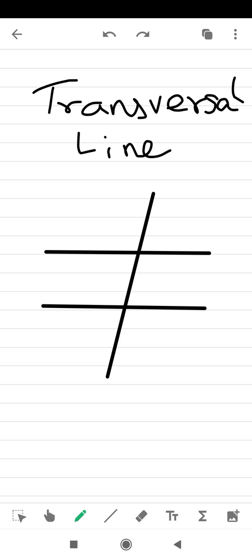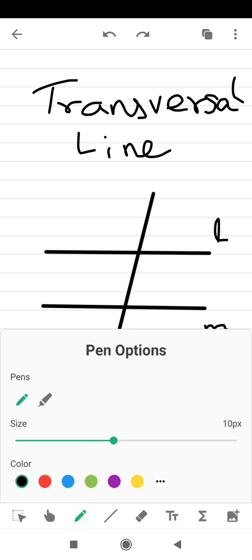For example, let me take two parallel lines. Let me name this as L, and let me name this as M. So two parallel lines L and M are there, and one transversal line cuts them. Now what do you think will be formed? Some new things are formed here. They are called angles.